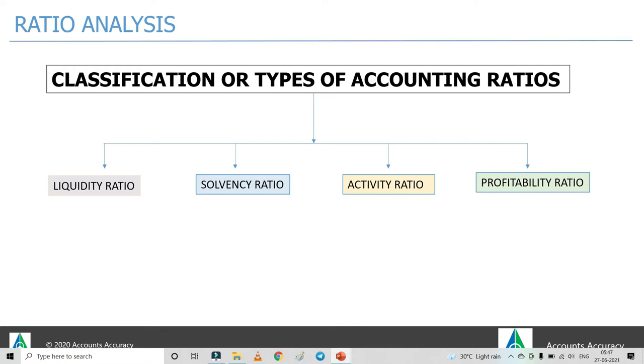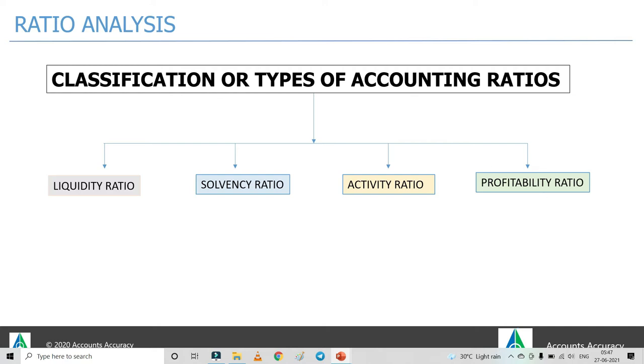In my previous video, I have already explained what ratio analysis is. I hope you have seen the first part of this ratio analysis series. This is the second part, in which we are going to study the classification of accounting ratios. Now, there are four types of accounting ratio. The first one is liquidity ratio, then solvency ratio, activity ratio and profitability ratio.